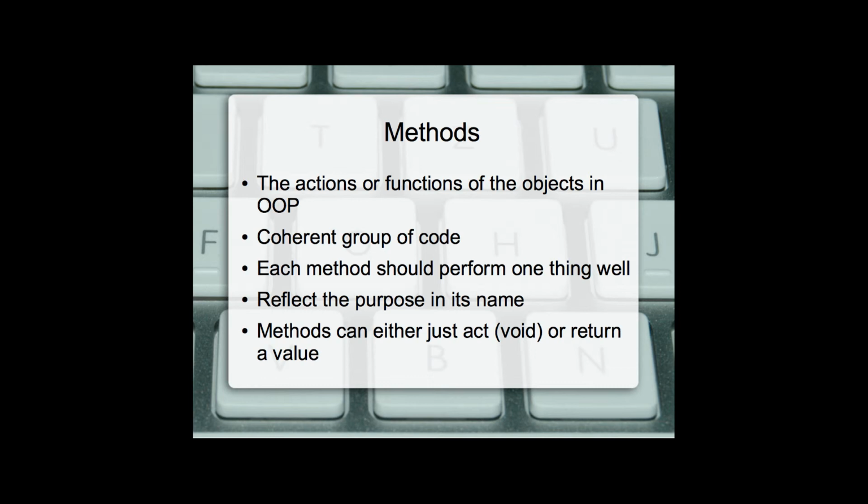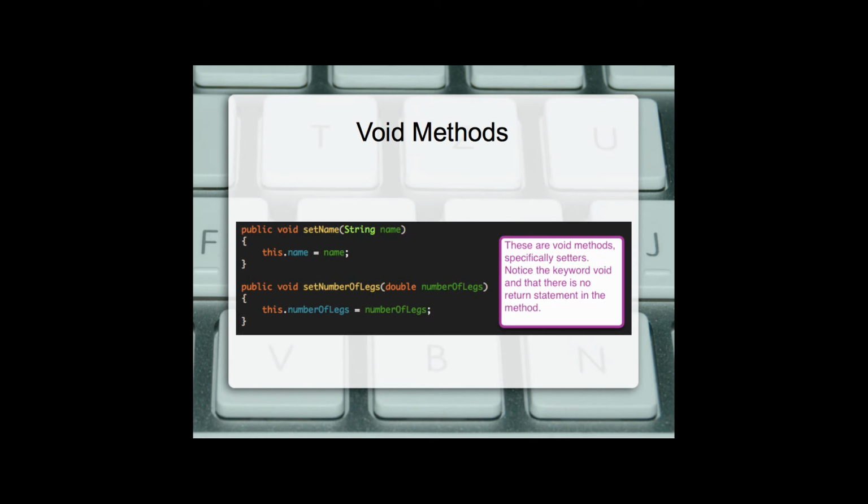We can have methods that will either just act, aka a void type method, or methods that can return any one value, aka a typed method or a return type method. And we'll see both of those right here in just a moment. First, we want to look at the void method.